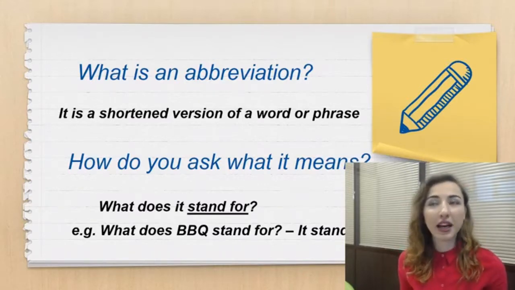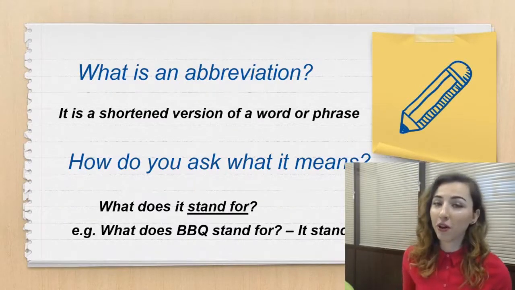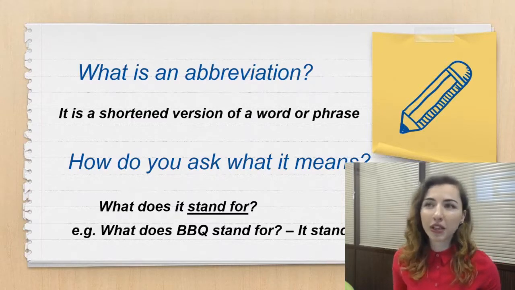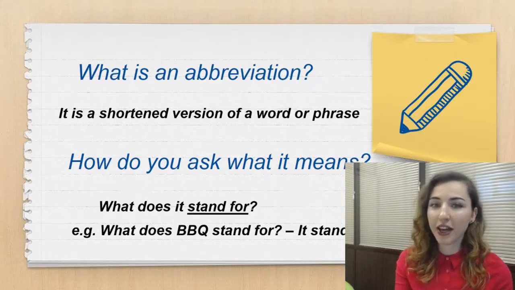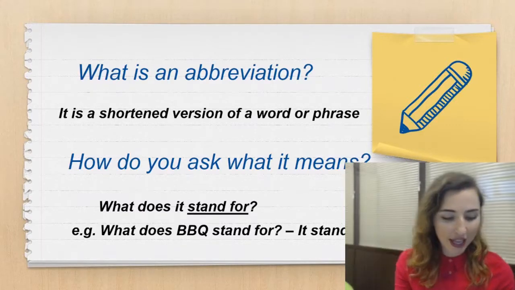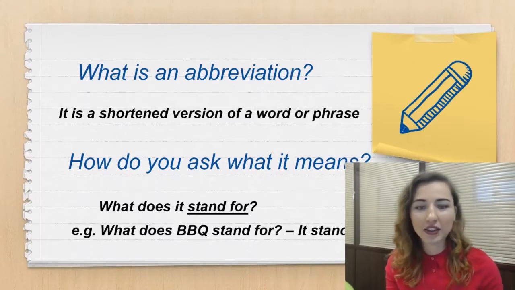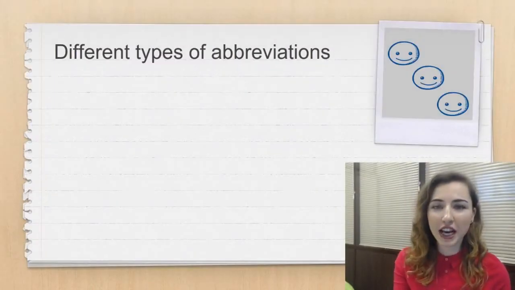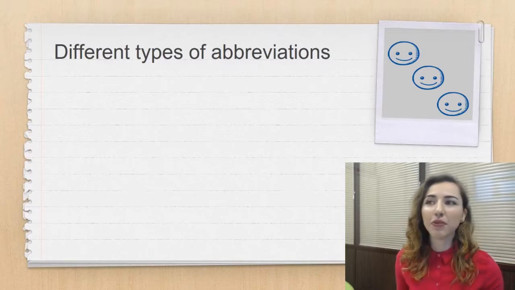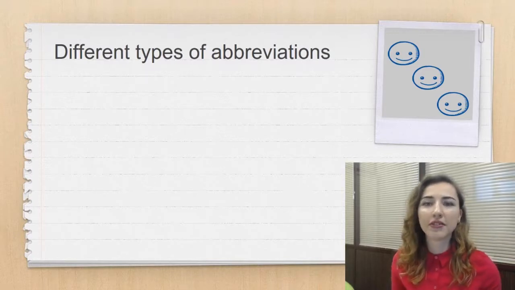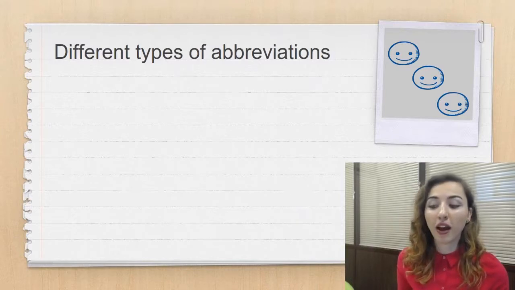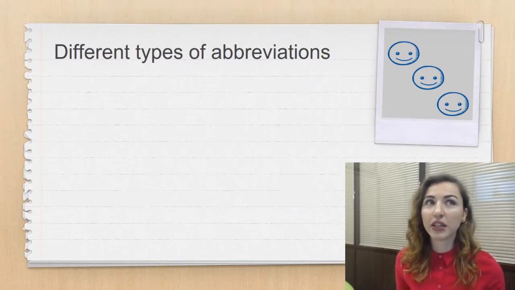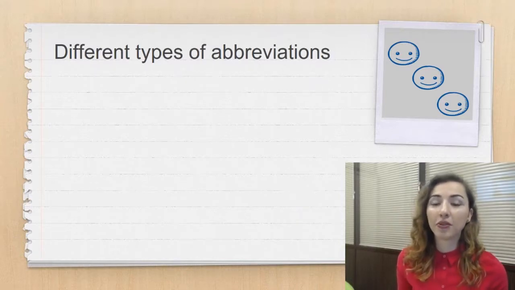And as you might have already noticed, English is a pretty abbreviated language and they like using abbreviations quite often. Good. Now let's have a closer look at three different types of abbreviations. And before I actually tell you what the difference is, I would like you to come up with the difference or the idea for yourself first.